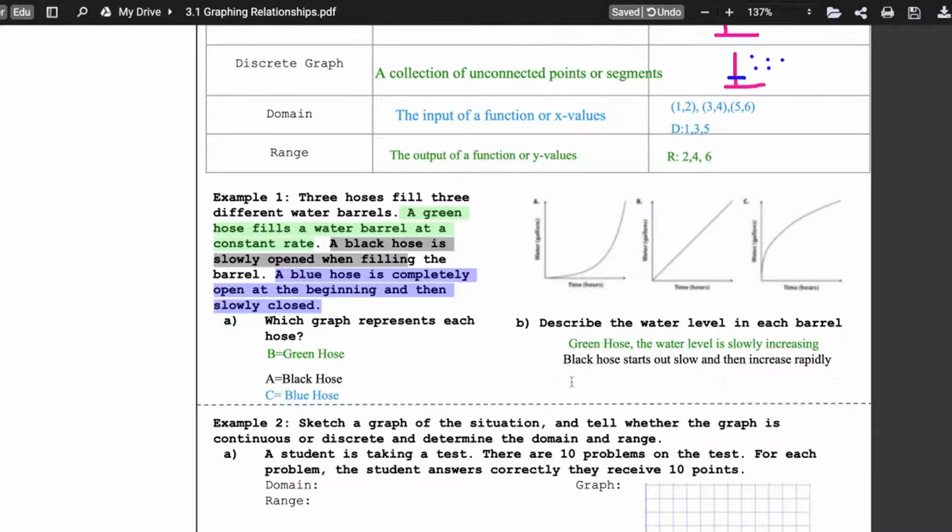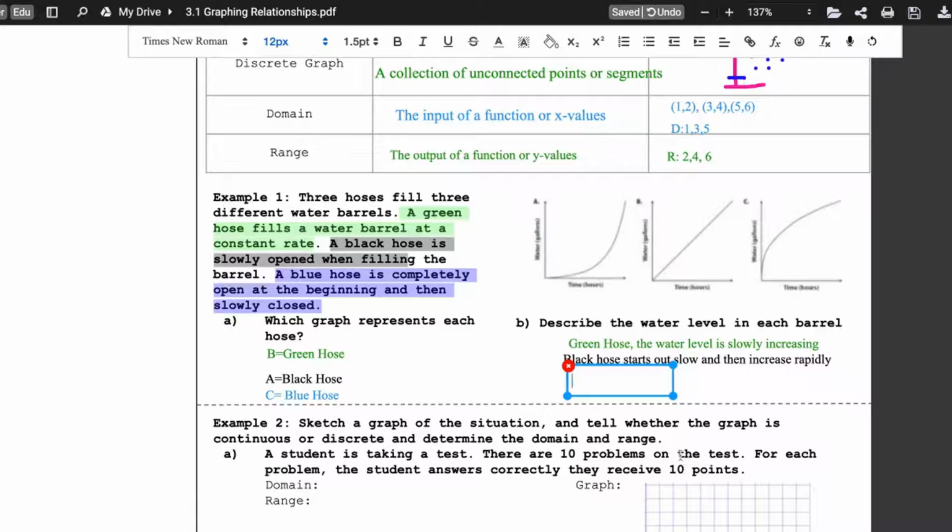And then finally, we've got to talk about that blue hose. So the blue hose does the opposite of the black hose. It starts out filling rapidly, and then slows down. Again, we can see that in this graph. It's going straight up, which represents that being filled quickly, and then starts to level out, showing that slowing down.